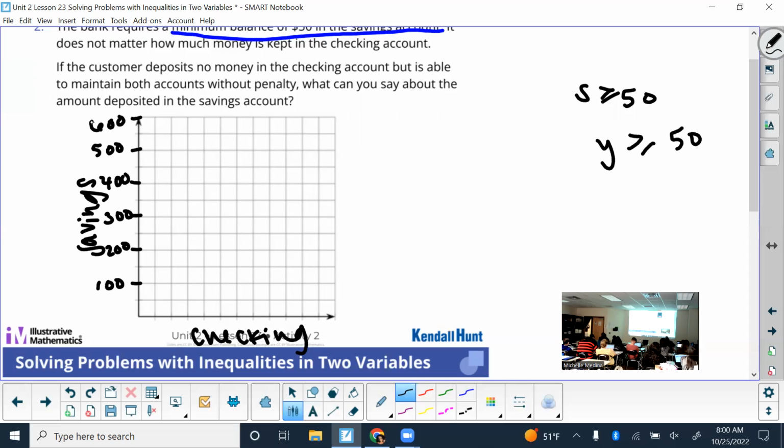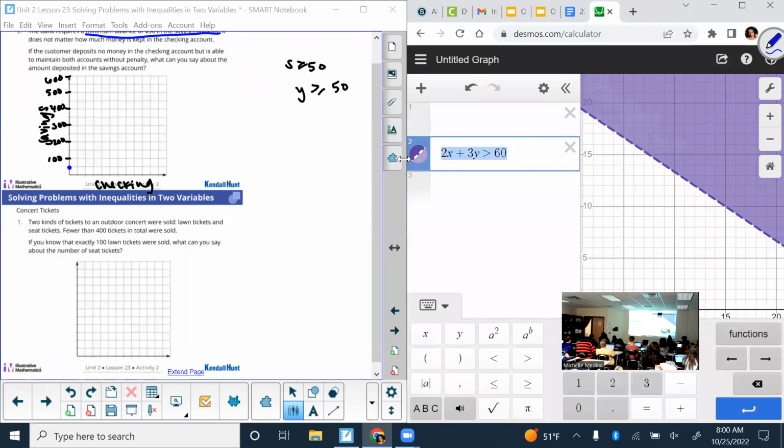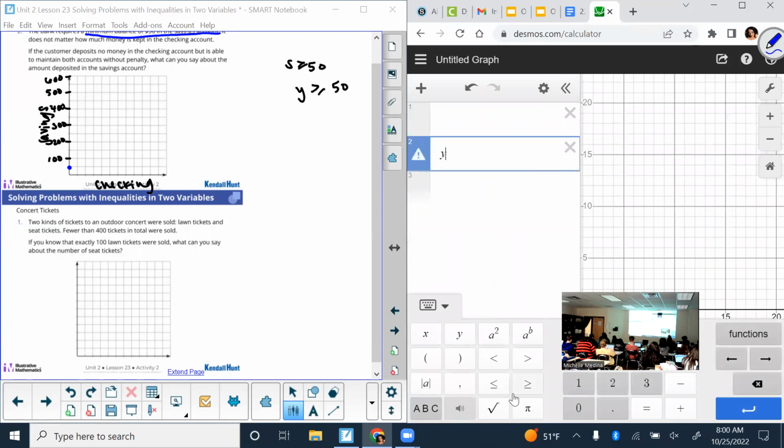What's our y-intercept in that one? 50, because it's that single number. What's my slope in that one? 0, because there's no x at all. So I know I'll have a horizontal line. I can also check in Desmos and it'll probably tell me the same thing. So y greater than or equal to 50.